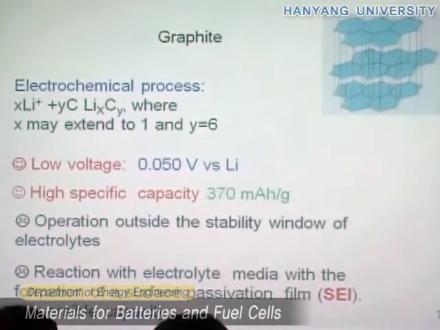And you see that the most common formulation here is that the number of lithium that can enter is one equivalent for 6 carbon. So you see this is a graphene layer, 1, 2, 3, 4, 5, 6. So we have one lithium here, one lithium here, one lithium here. One advantage is that the voltage is very low. This may be an advantage and a disadvantage.